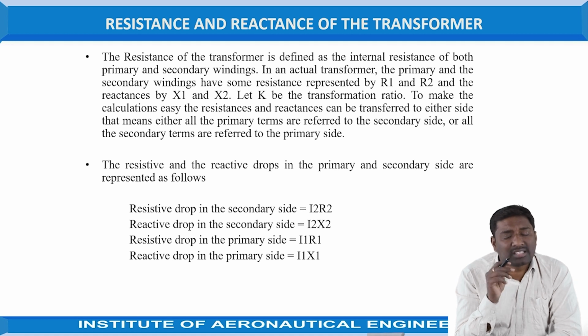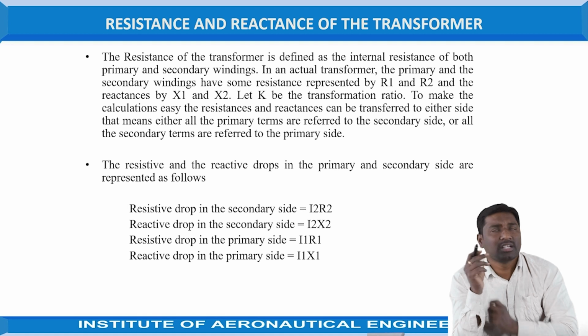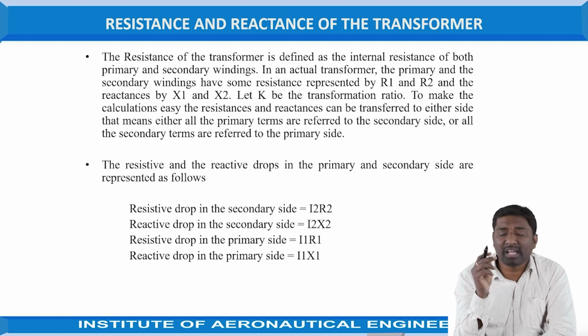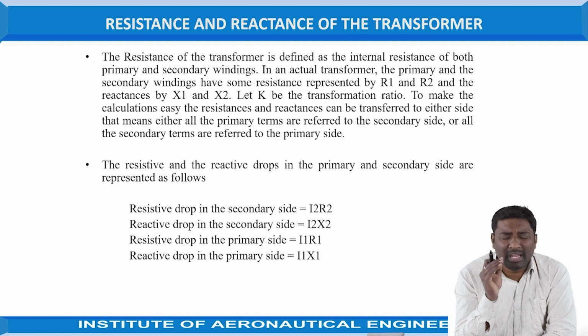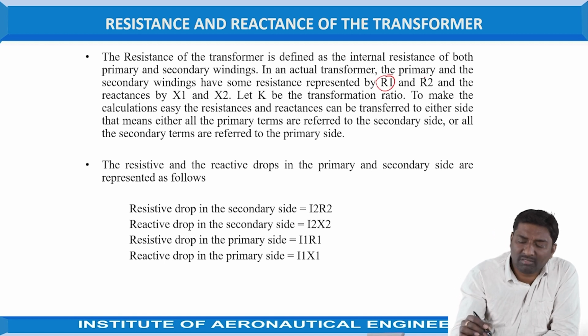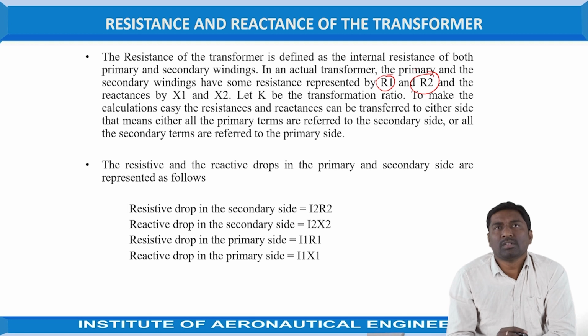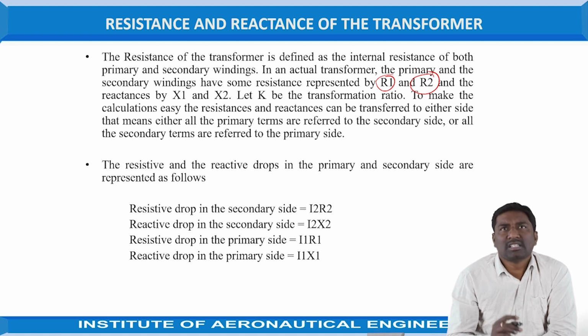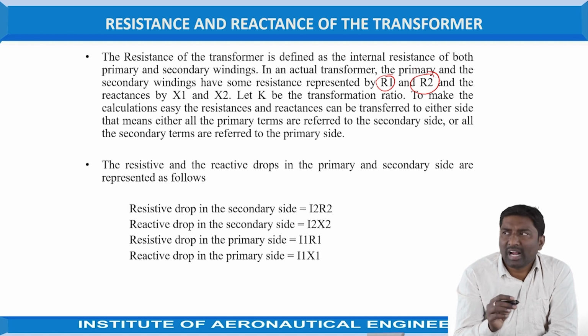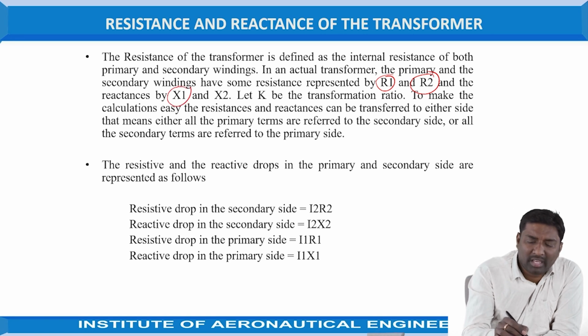The resistance of the transformer is defined as the internal resistance of both primary as well as secondary winding. So in an actual transformer, the primary and secondary windings have some resistances represented by capital R1 and capital R2, and the reactances are represented by X1 and X2.